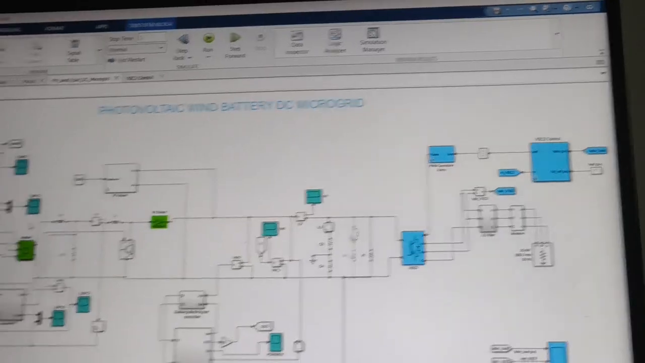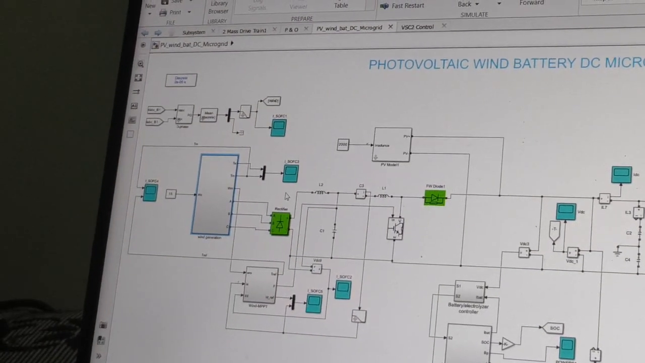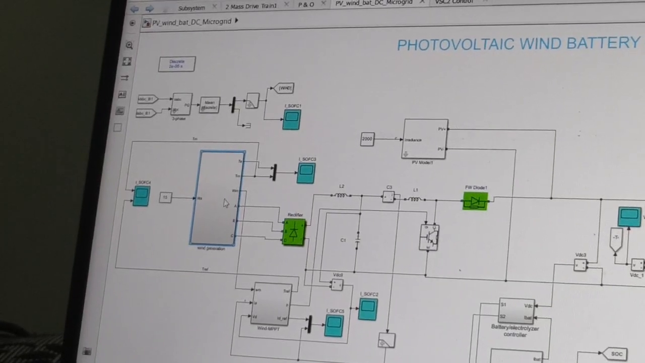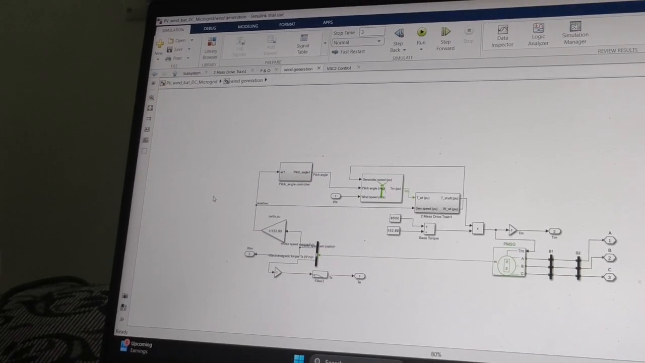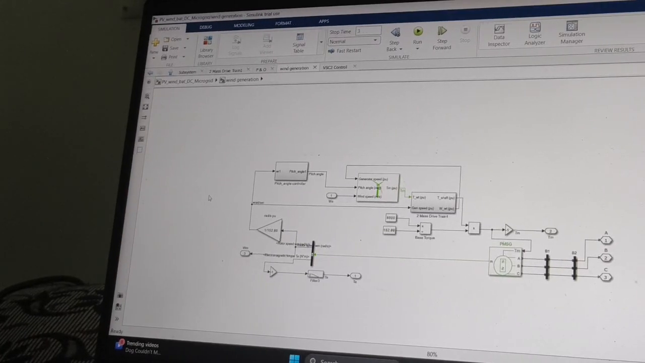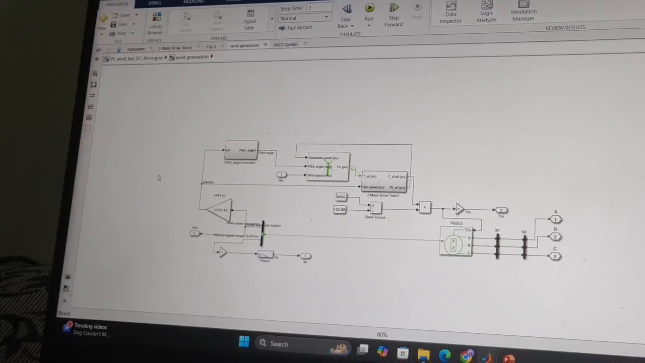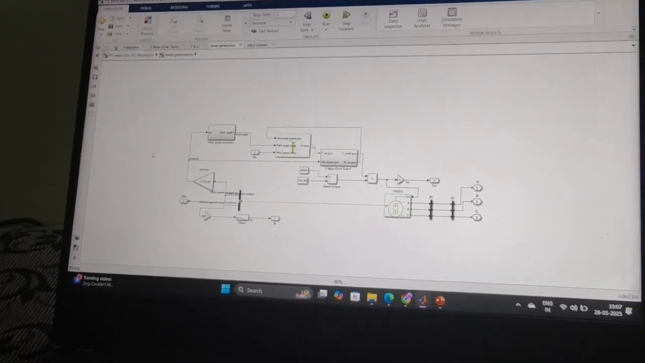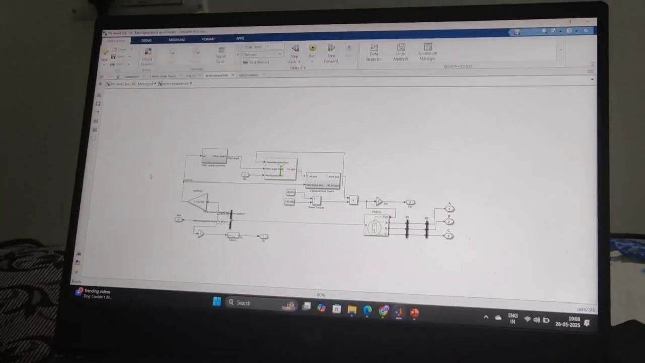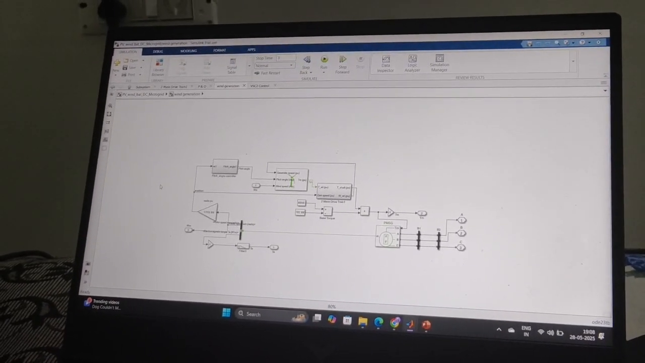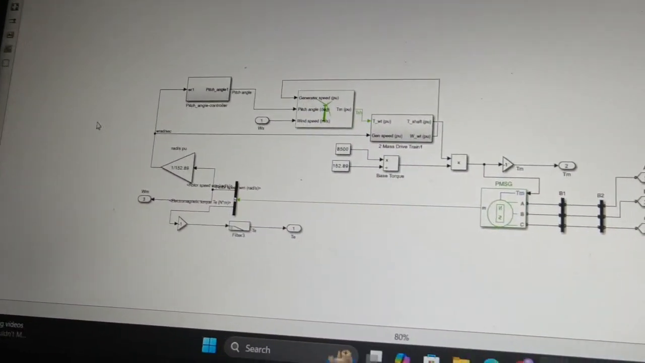First I will explain the wind generation step by step. This is the wind generation station. We are using a PMSG generator in the turbine, and a pitch angle controller method. When the maximum wind is in one direction, the pitch angle controller will rotate the wind blades toward that direction. It shows the pitch angle.